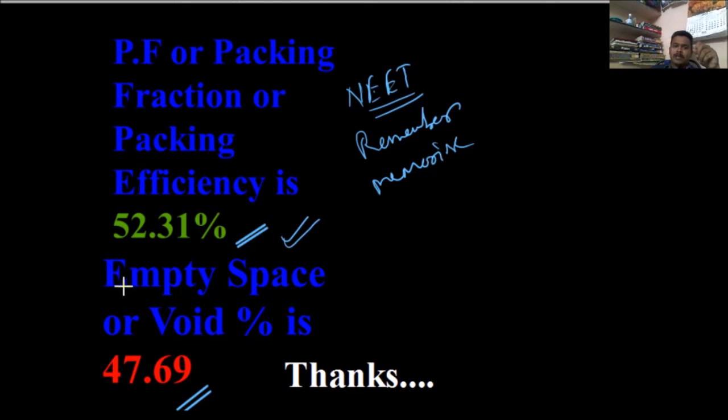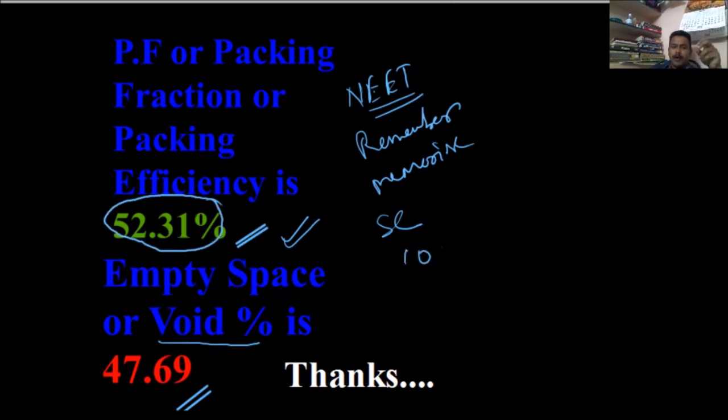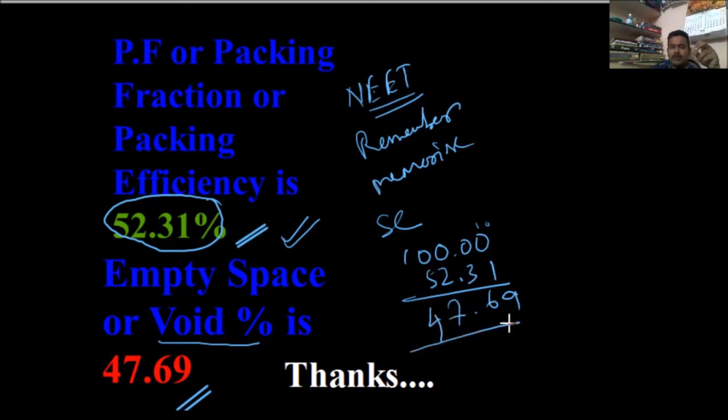Sometimes they can ask, in a simple cubic system, what is the empty space, otherwise the void space, otherwise the void percentage. This much percentage is occupied, how much is unoccupied? 100 minus 52.31. How much is coming here? You subtract: 9 will come here, 9 minus 3, 6 will come here, 7 will come here, 4 will come. 47.69 percent will be void space, empty space.